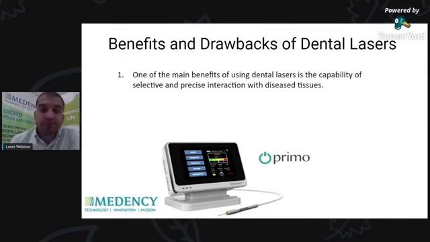For me, one of the most important benefits is its capability of selective and precise interaction with diseased tissue. We can be very selective as the laser is used with the suitable chromophore, as we can use it on melanin gingiva more than the healthy gingiva. It will strike the melanin gingiva much more.